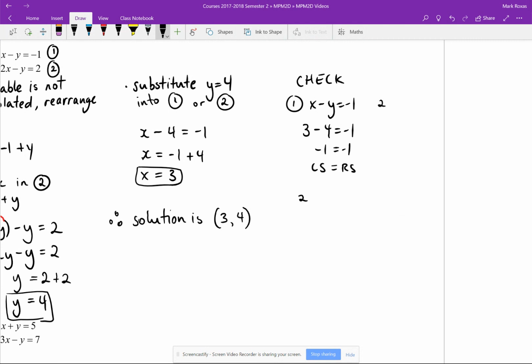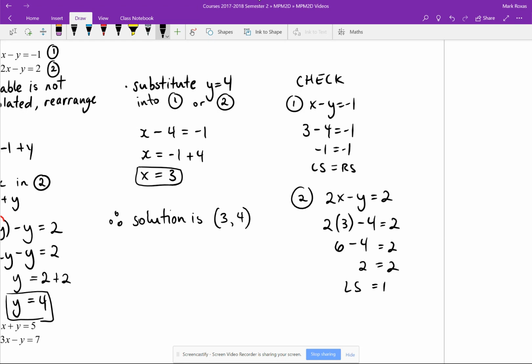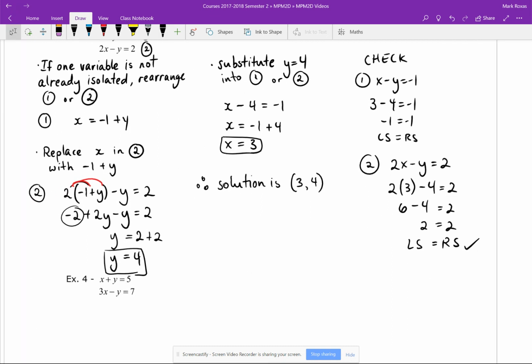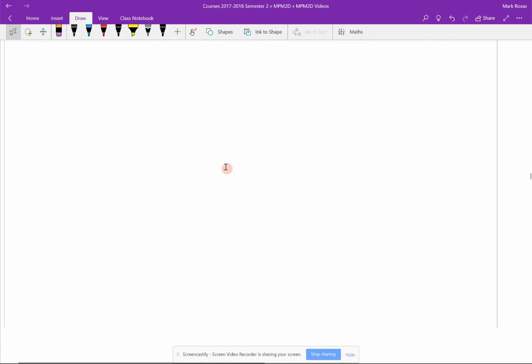Let's write it down here. The second equation is 2x minus y equals 2. So 2 times x, x is 3, so replace it with 3, minus y, which is 4, equals 2. So 2 times 3 is 6, minus 4 equals 2. 6 minus 4 is 2, so 2 equals 2. Left side equals right side. So we just checked our work. It checks out. The solution is correct. And the reason why it's correct is because the x and y values satisfy both equations. All right, let's look at one more example.